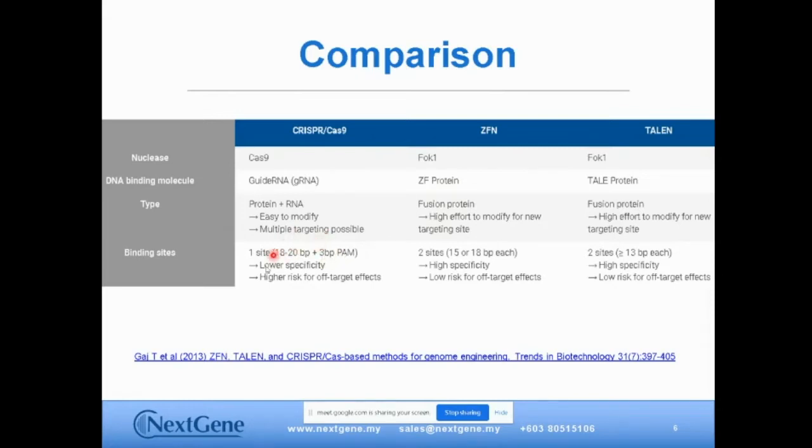The only downside of CRISPR technology is that it's only targeting one 18 to 28 sequence, and therefore it has lower specificity. Whereas ZFN and TALEN are actually binding to two parts, 2x15 or 2x13, so they have higher specificity, and they also have a lower off-target effect.